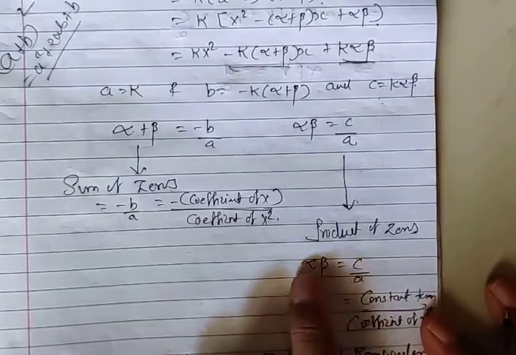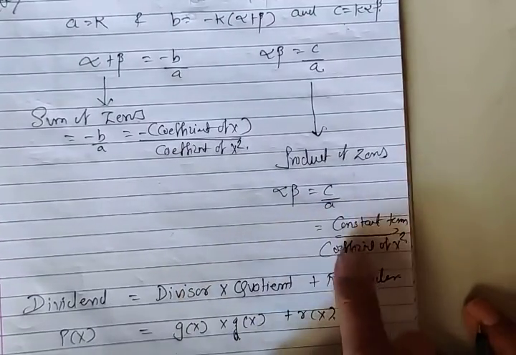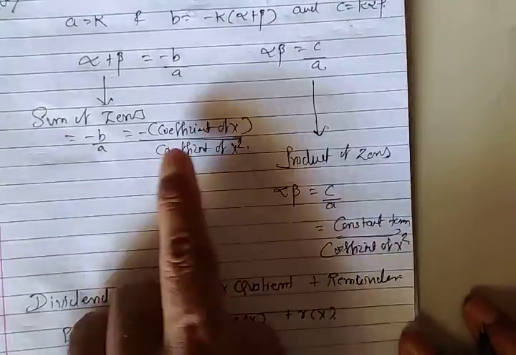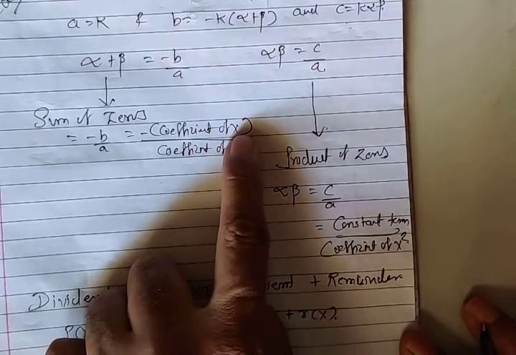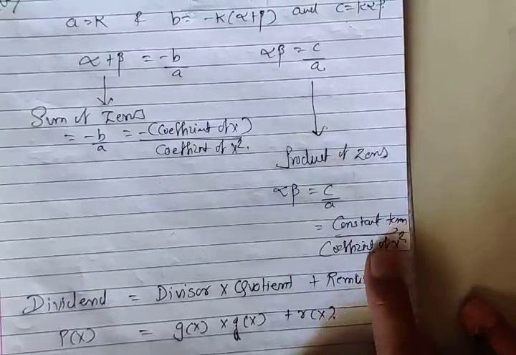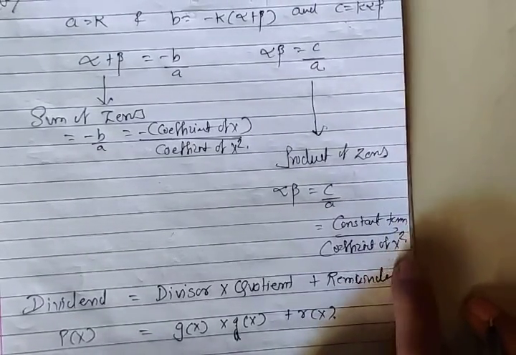If I am doing the multiplication of these, it should be equal to c by a, constant term upon coefficient of x square. जबकि यहाँ पे क्या था एडिशन में, कोएफिशिएंट ऑफ x. यहाँ पे क्या आ जाएगा मल्टीप्लिकेशन में, कांस्टेंट टर्म न्यूमरेटर में, और डिनोमिनेटर में आएगा दैट इज अ x square.